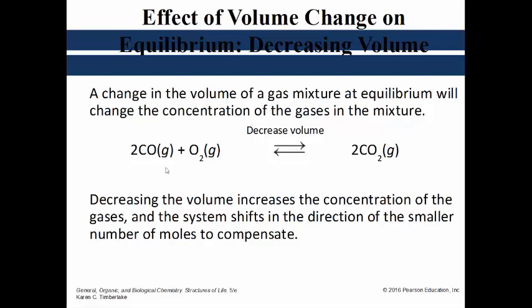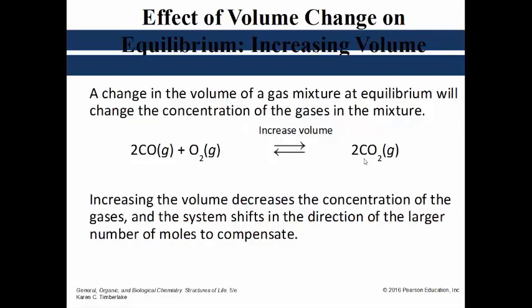But for here, so for this reaction, there are 3 moles on this side of the reaction, 2 plus the 1, and only 2 on this side. So if you decrease the volume of the gas in an equilibrium reaction, you will cause the concentration to go up and therefore drive the reaction toward the side with the smaller number of moles. In this case, it would be toward the product, carbon dioxide.